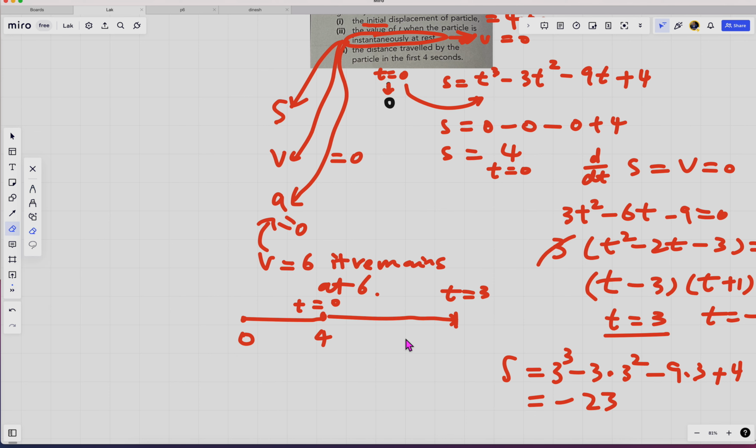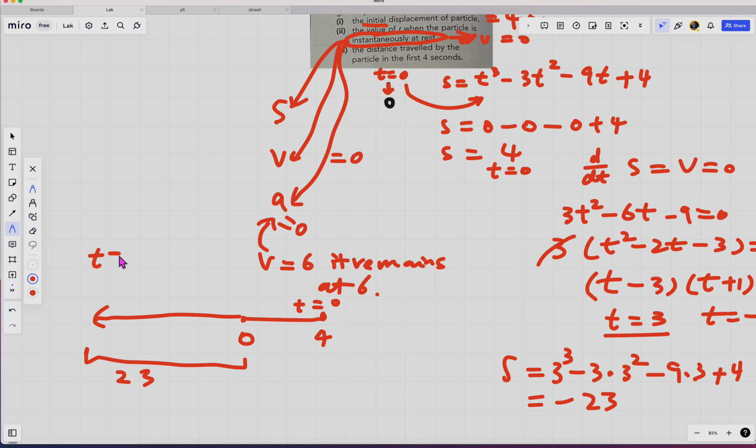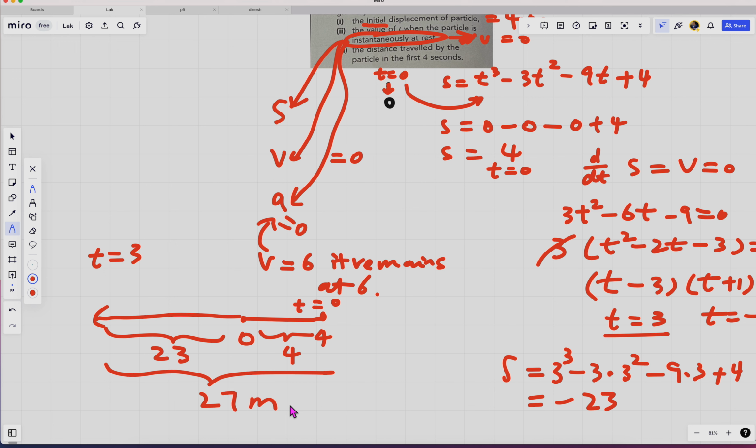So therefore the particle moves back. It starts from here. It doesn't go to the right. It goes to the left. And at t equals 3, the displacement is always from the point O, so basically it is negative 23. That means here to here is 23. Here is where t equals 3 is. So this is 23 and this is 4. So from t equals 0 to t equals 3, the particle has traveled 27 meters. Does it make sense?